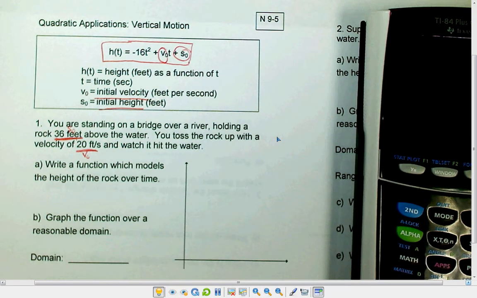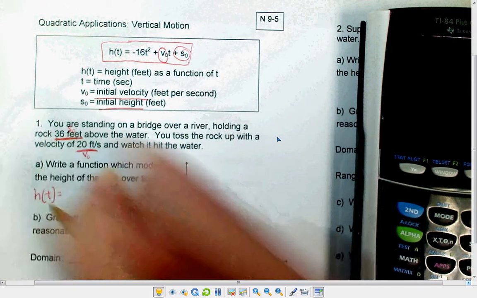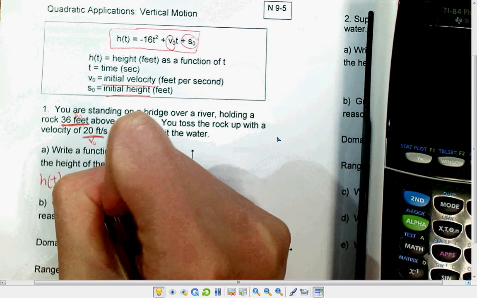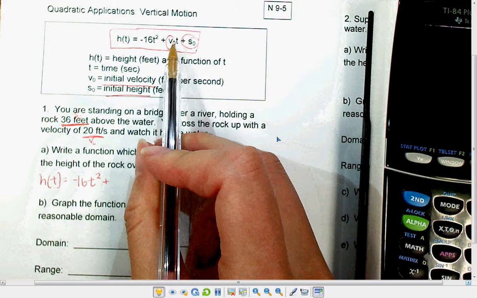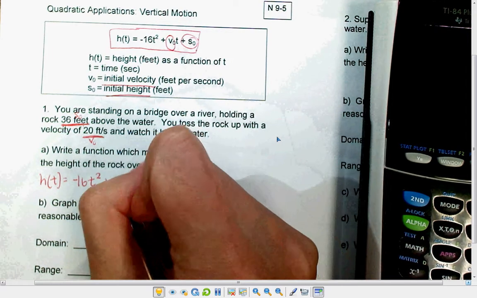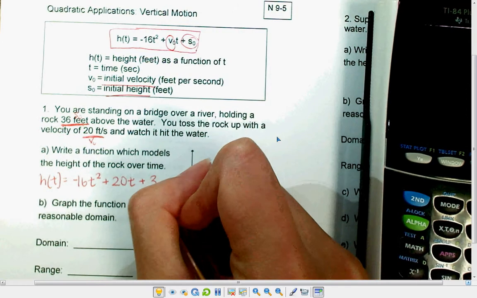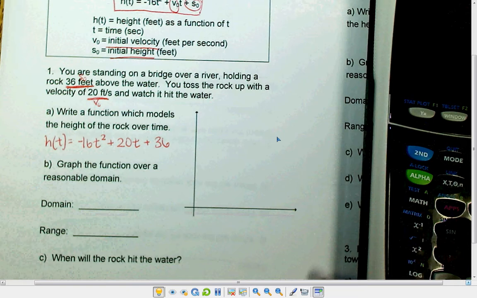function. So we have h of t, the height, is equal to, so it's always going to be negative 16t squared. We're adding the velocity, which in this case is 20t, plus the initial height, which in this case is 36. So this is the equation I'm going to be using for this situation.